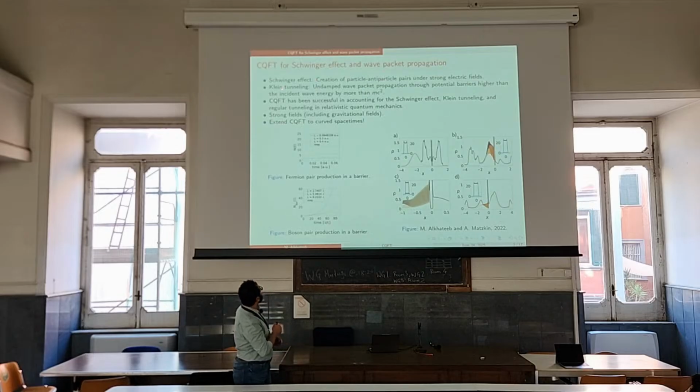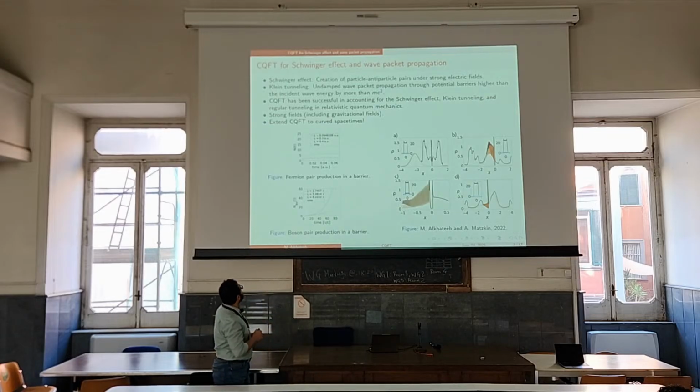Although Klein tunneling was first studied in first quantized theory, since we have such high barriers, we expect to see Schwinger effects. Moreover, some paradoxes appear when we study Klein tunneling in the first quantized theory, and computational quantum field theory helped us to resolve those contradictions.